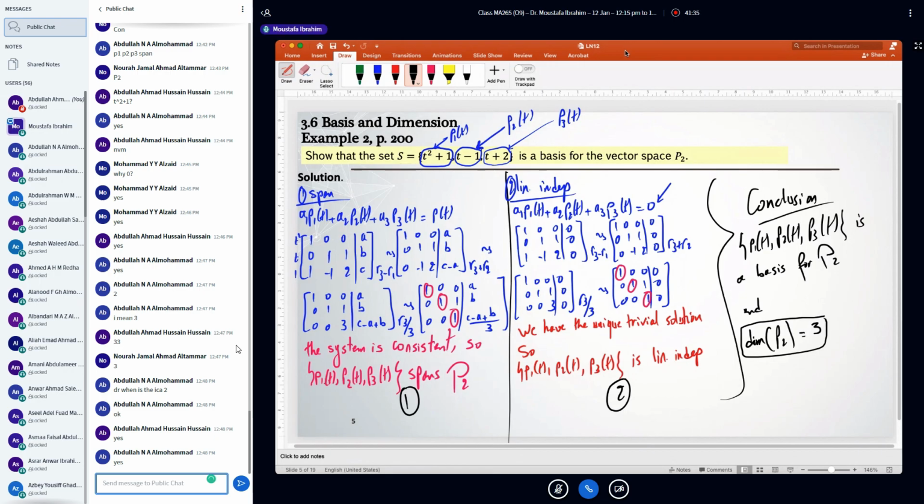Do you have any question, guys, so far? So basis means span plus linearly independent. Dimension is the number of elements: how many vectors inside the basis, or how many polynomials inside it.